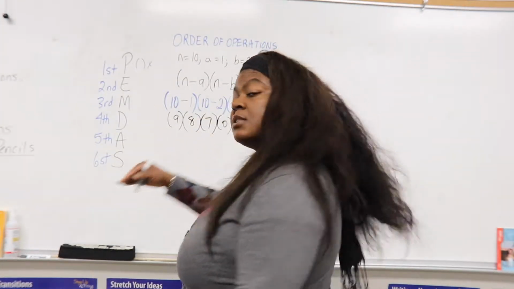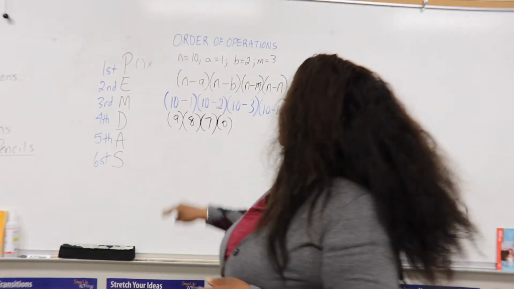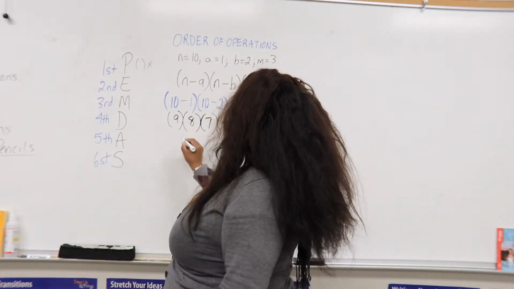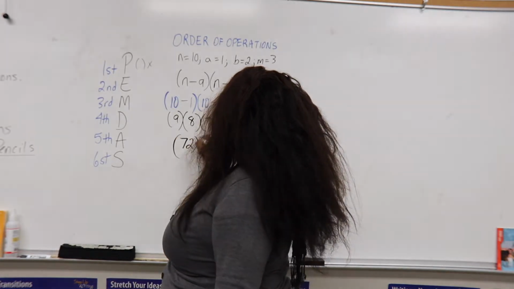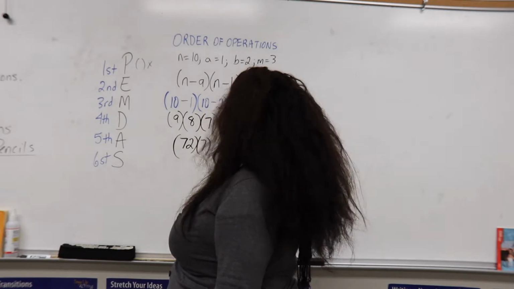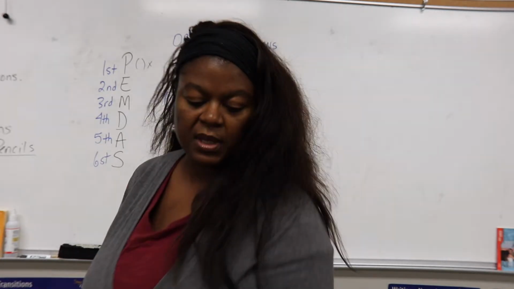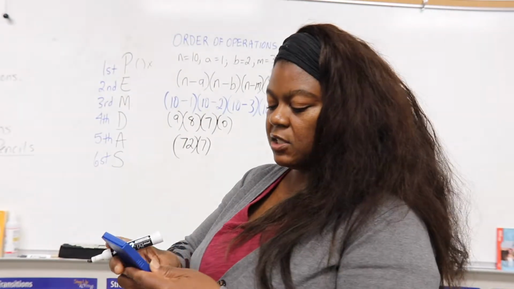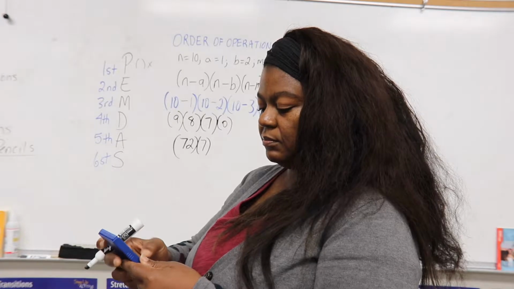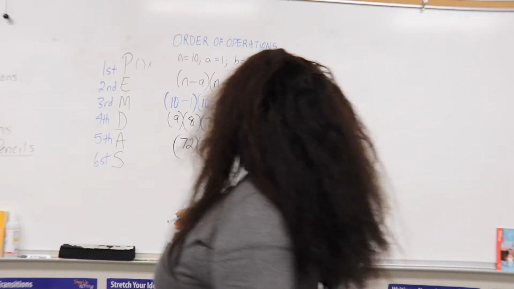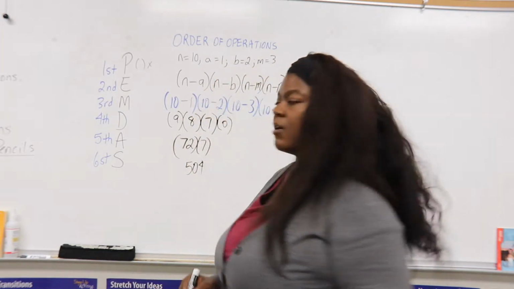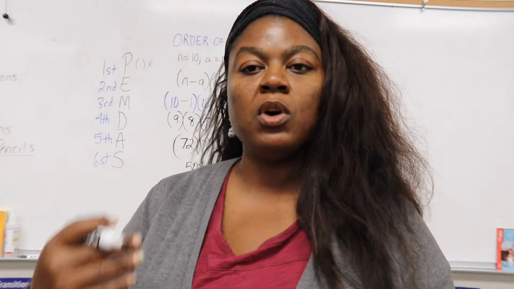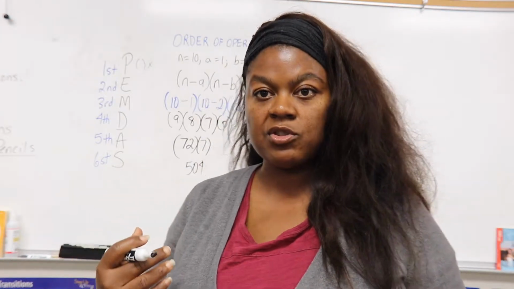All right, again, still moving from left to right. The product of 9 and 8 is 72. And I'm just going to bring everything else down. I'm not going to bring down the 0 because at this point we can get rid of it. Then the product of 72 and 7 is 504. So that's an important thing. You want to move from left to right when you're solving your problems.